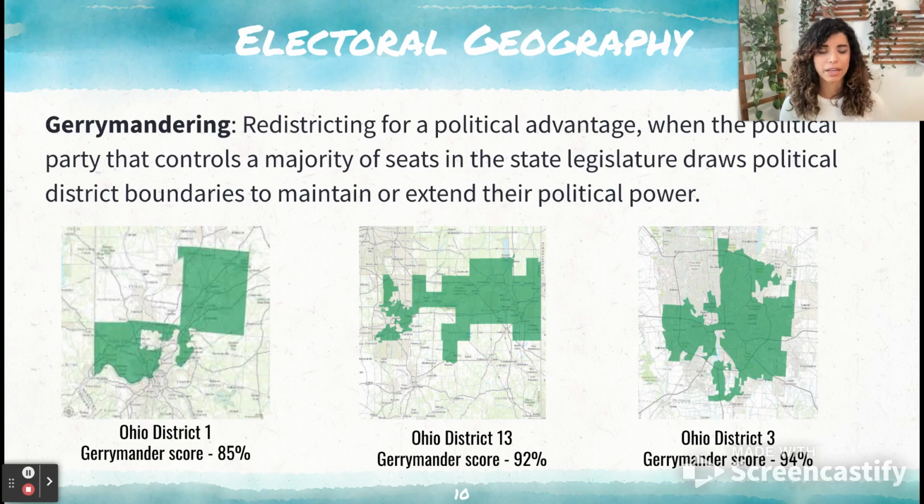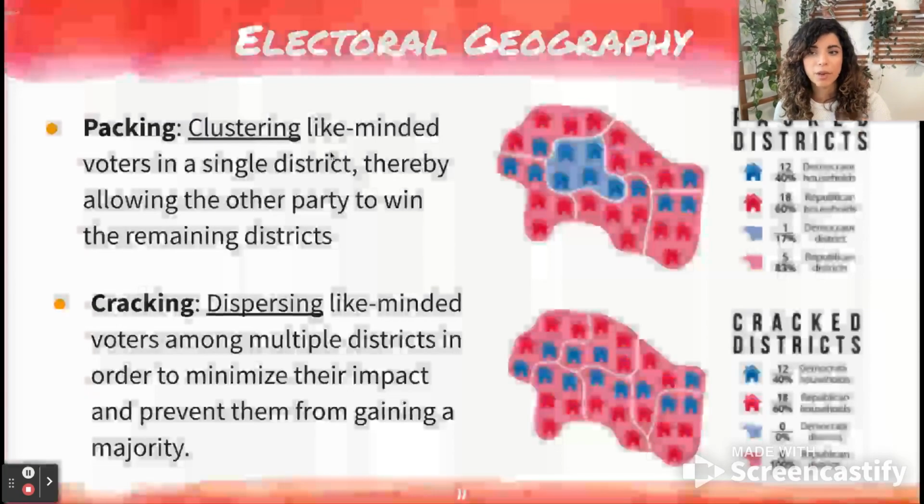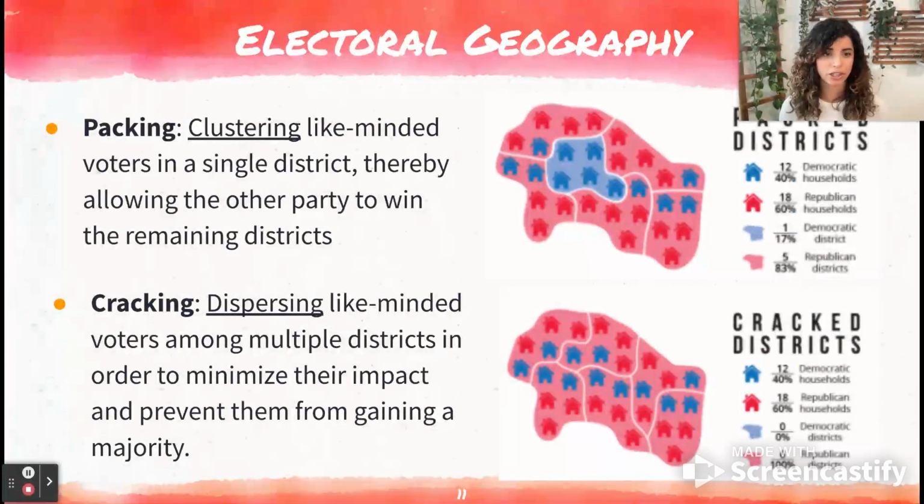So we see this happening with both political parties in the US. Both the Republicans and the Democrats do this. And essentially, it does not allow for a true representation of what the population wants. There's a couple of ways that gerrymandering can look. So we have packing and cracking districts.